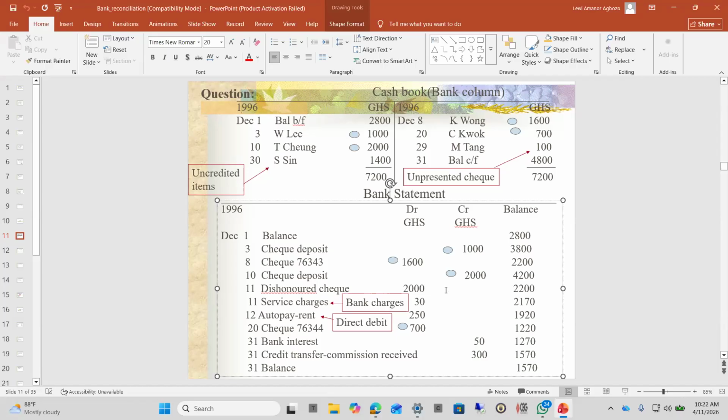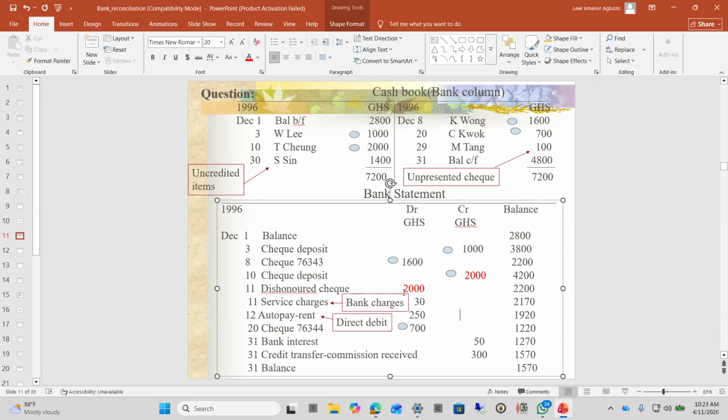So there is a problem with this check, this 2,000. So there's a problem with this check. Okay? I want to paint it red. So now we saw that there is a problem with this check. It went and it came back. Is that okay? Yes.